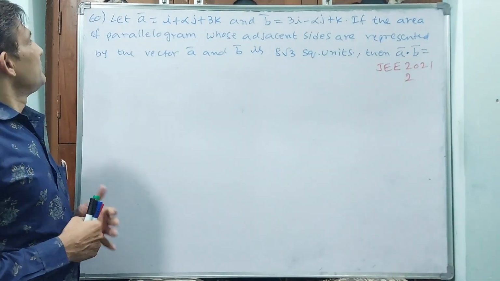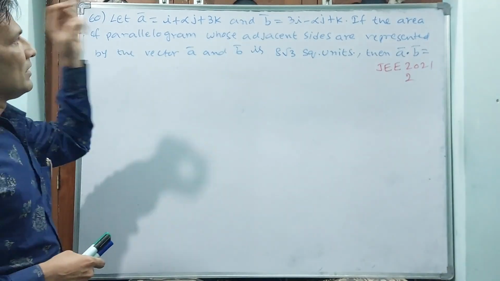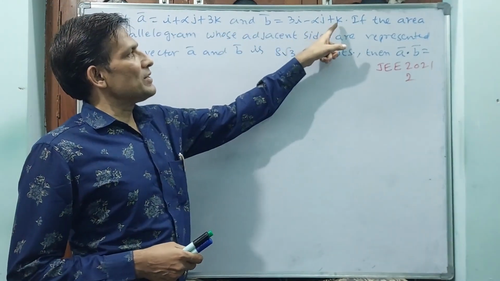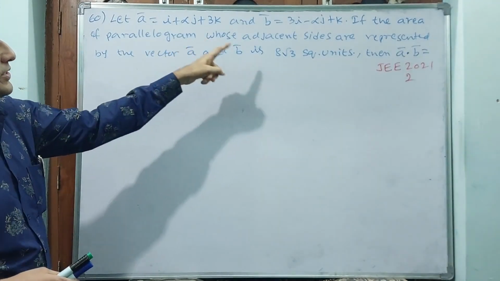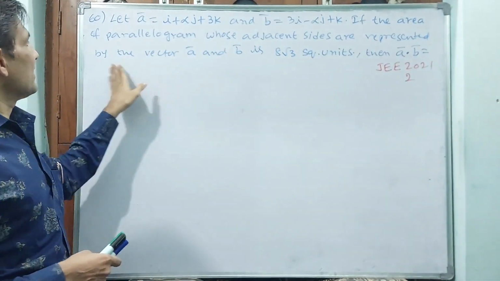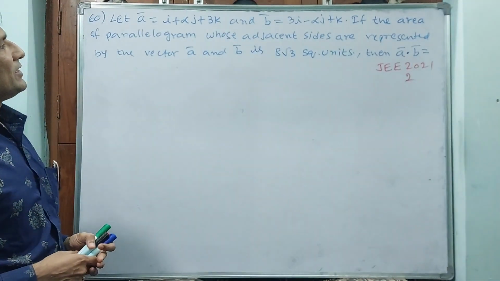See question number 16. Let vector A = i + αj + 3k, vector B = 3i − αj + k. If the area of the parallelogram whose adjacent sides are represented by vectors A and B, these are the sides of the parallelogram, adjacent sides.